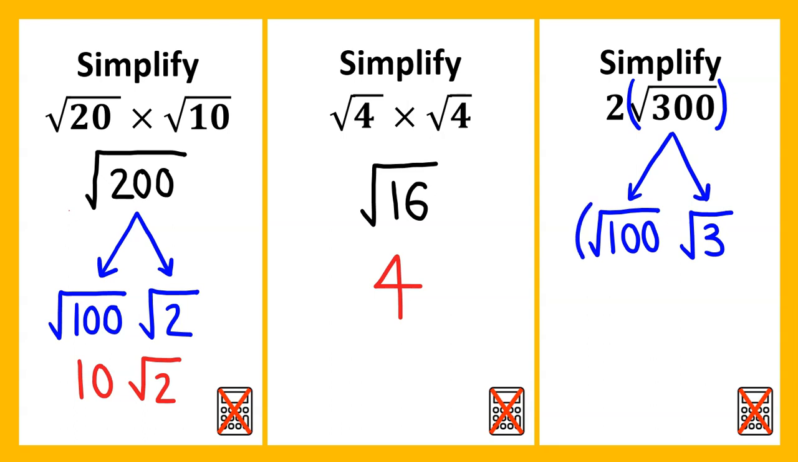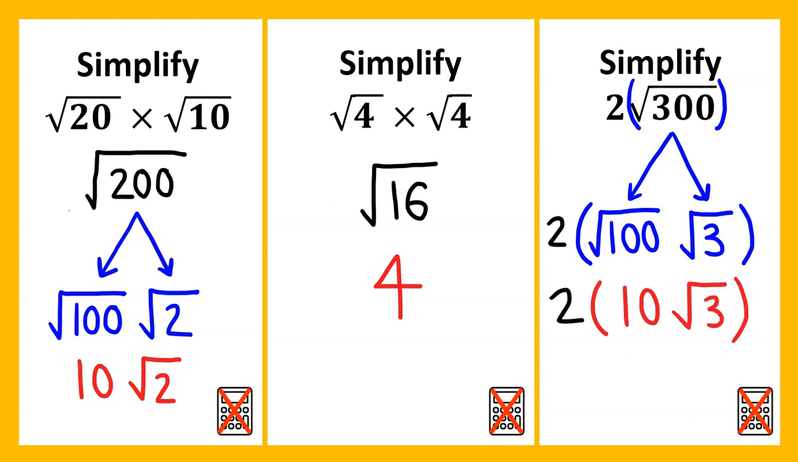Now don't forget that this surd is actually being multiplied by a whole number, which is 2. So I'm going to put it in brackets and leave a 2 on the outside. Now this would be the same as 2 lots of 10 root 3, and 2 lots of 10 root 3 would be 20 lots of root 3.